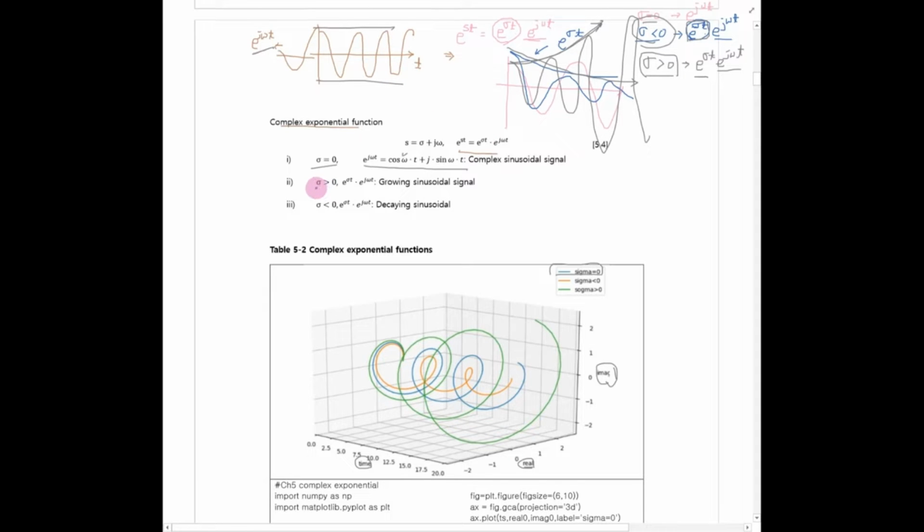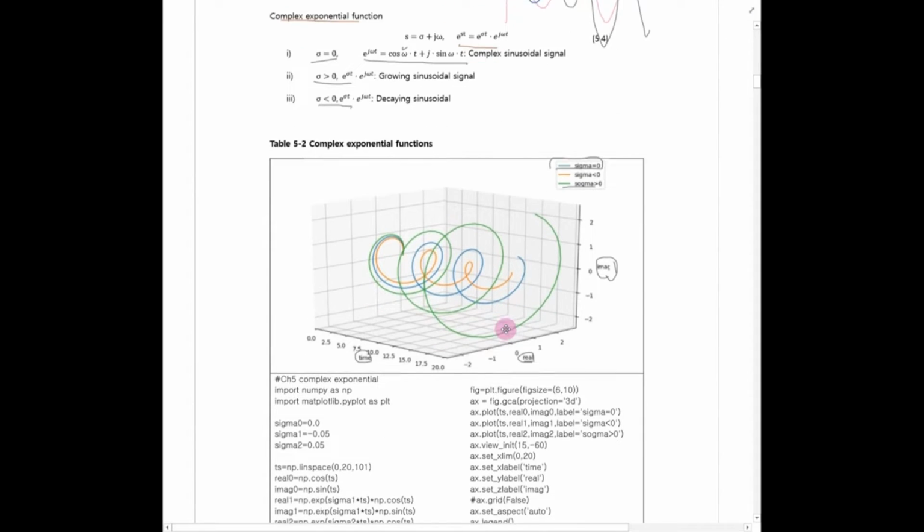But if sigma is positive, that's this case, the green one. It's quite similar to the blue one, but the helical size is increasing over time. But if sigma is negative, that's the orange one. That helix is shrinking over time. Okay, so that is the basis function for the Laplace transform.